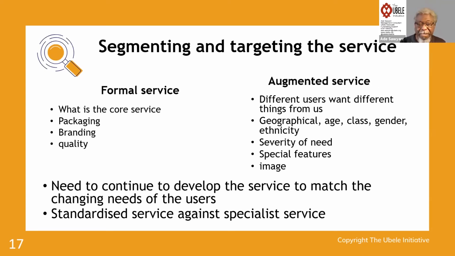An augmented service is about looking at how you discriminate between your different users, how you are able to offer people services based on geography, age, class, gender, ethnicity, and looking at the severity of people's needs, and if there are any special features about your service. So not everybody gets the same service. For some it is one-on-one, for others it is group, for others it is 3 hours, for others it is 5 hours. And you need to be able to define all these services and fit them to the different types of clients that you have.